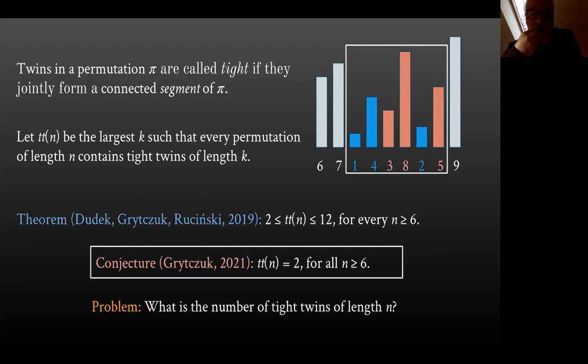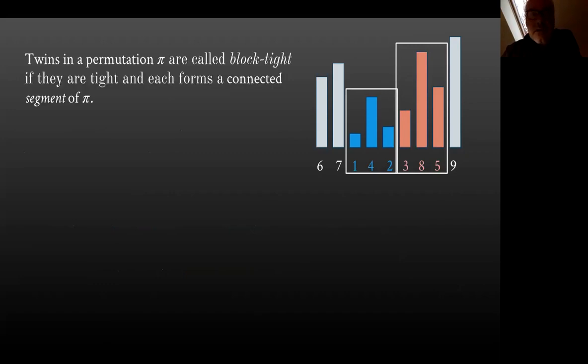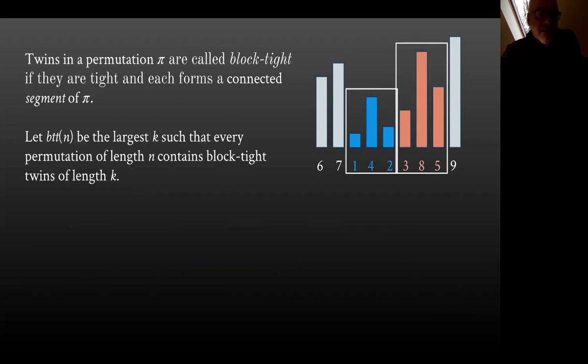And the related problem of enumerative flavor is to look for the number of such permutations of length 2n that can be decomposed into two similar subpermutations. Okay, and still a more restrictive version of twins is tight twins, such that each of the parts also occupies a segment, which we called block tight, but they can also be called squares.